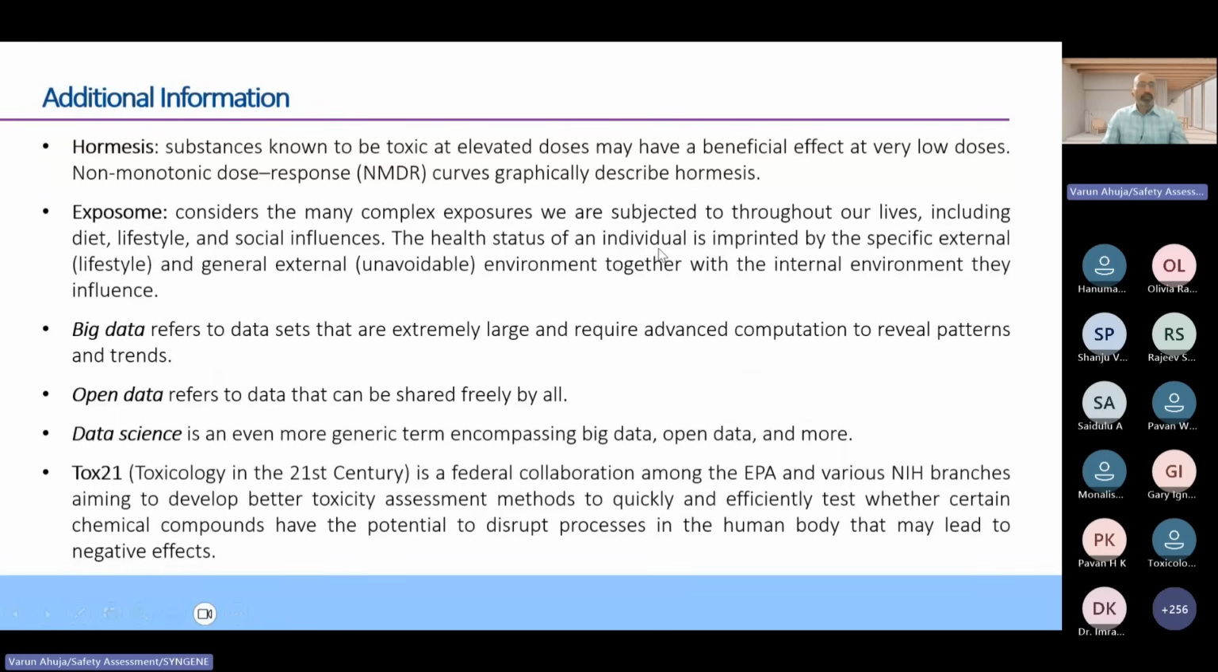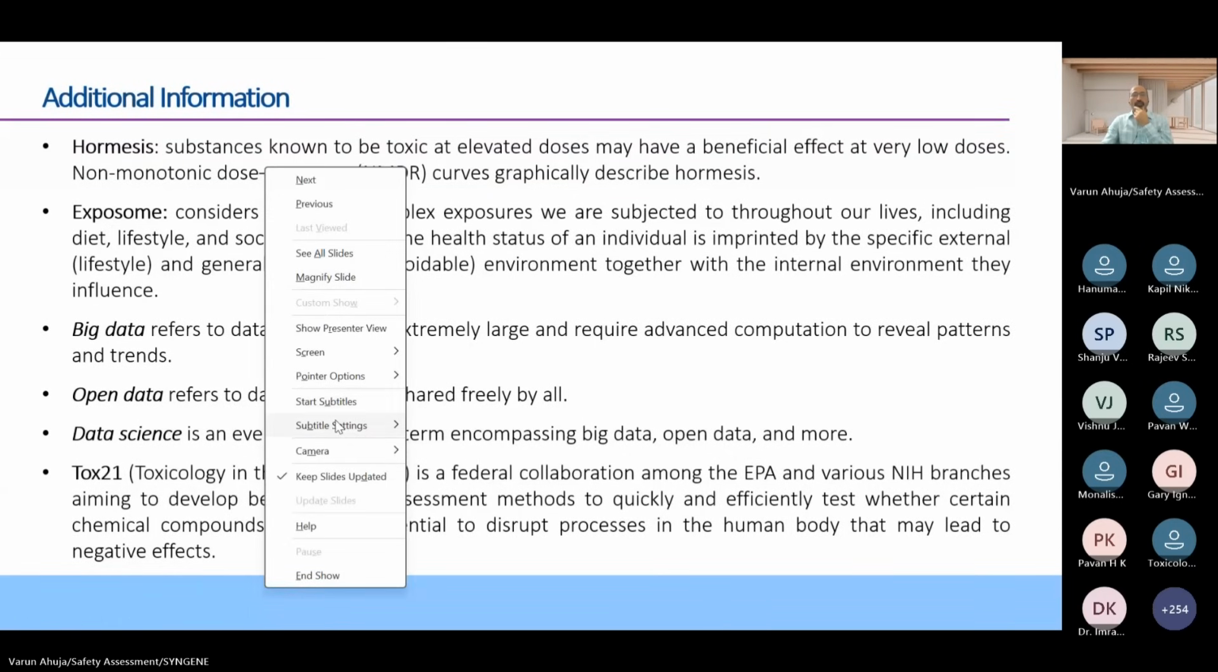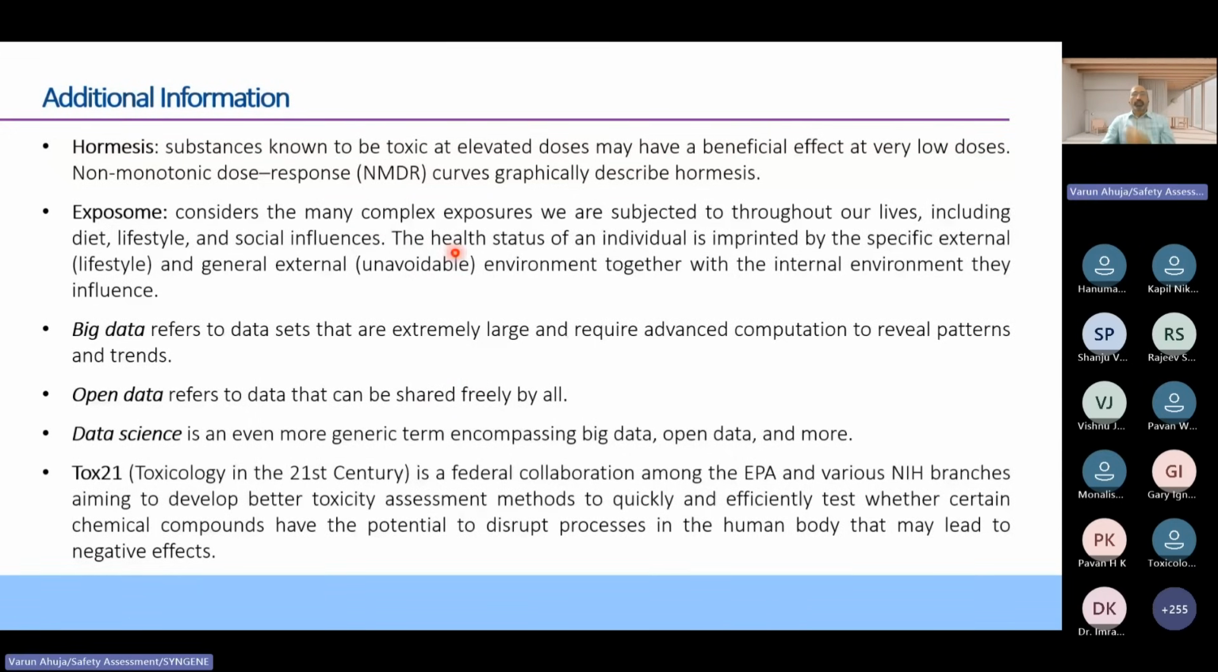Then some additional information, tips, and definitions that are given in the chapter. One is hormesis. Then the exposome. Exposomes consider the many complex exposures we are subjected to throughout our lives, including diet, lifestyle, and social influences. So the health status of an individual is imprinted by the specific external lifestyle and general external environment, together with the internal environment they influence.